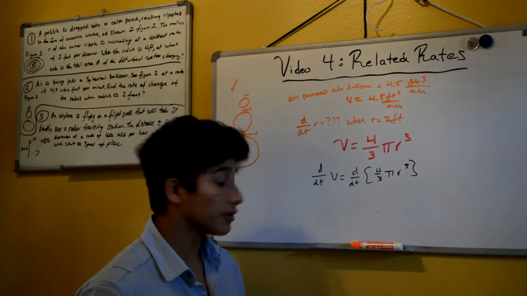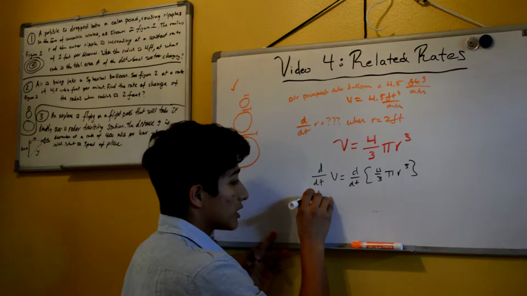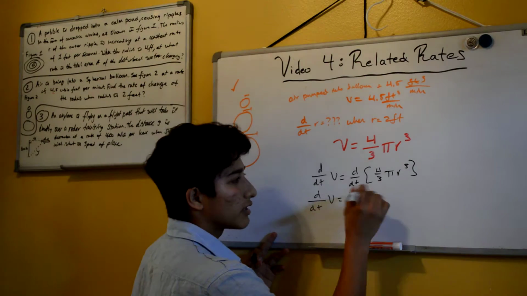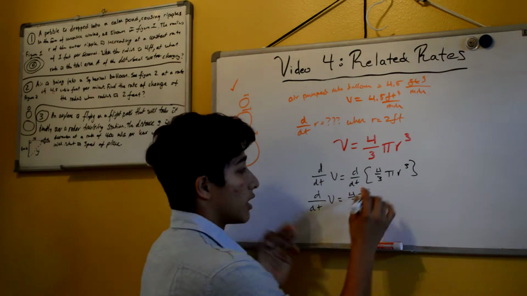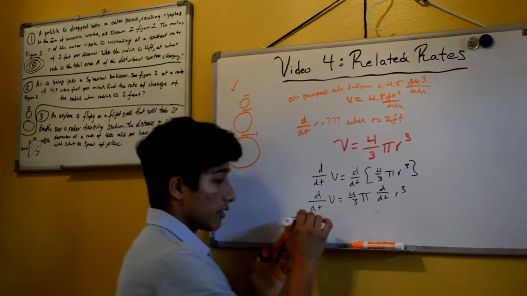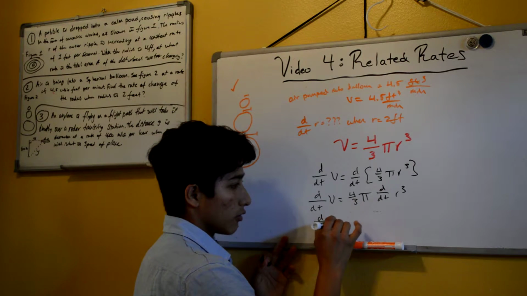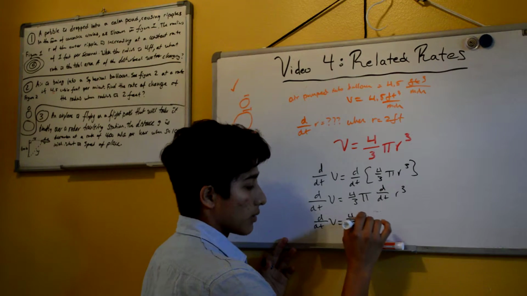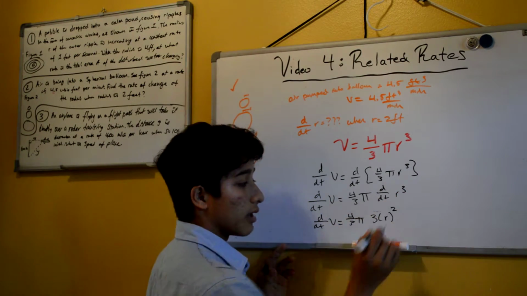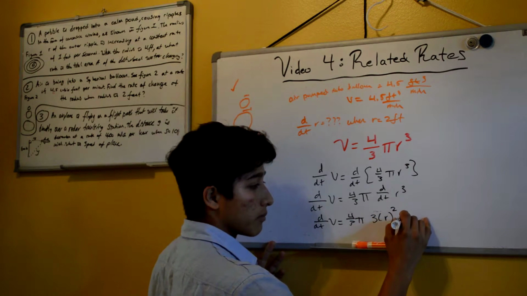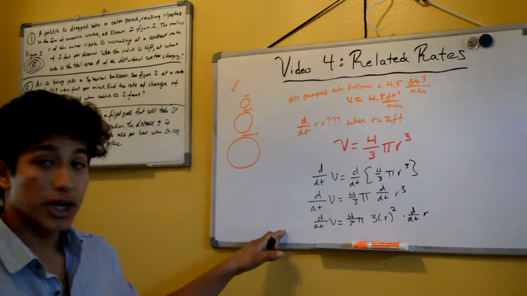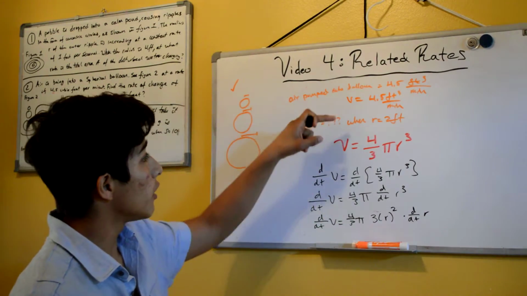Again, 4/3 is an actual number, and pi is also a number, so you can just take that out of the derivative, because you're eventually just going to have to multiply it. So then we have d/dt of r cubed. Now you do the chain rule on that. So d/dt of volume equals 4/3 pi times 3 times r squared, remember your argument never changes, times the derivative of your argument, which is dr/dt. So double check, make sure you have all the components, d/dt of volume.